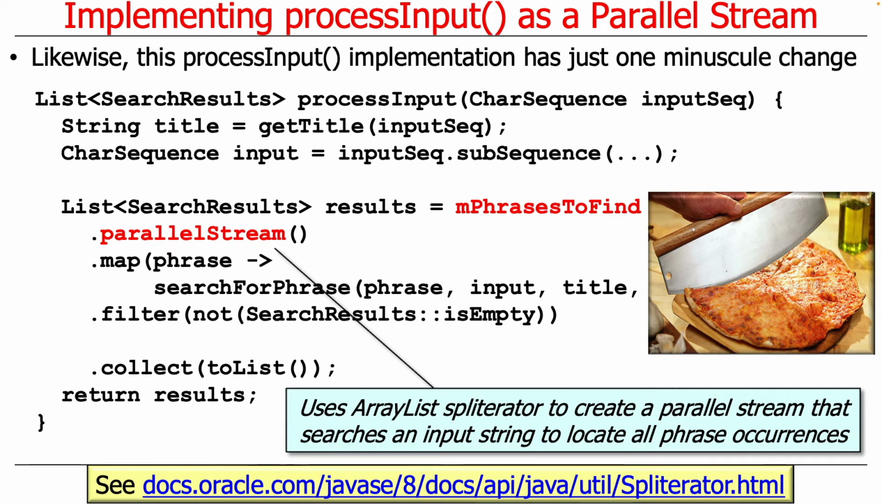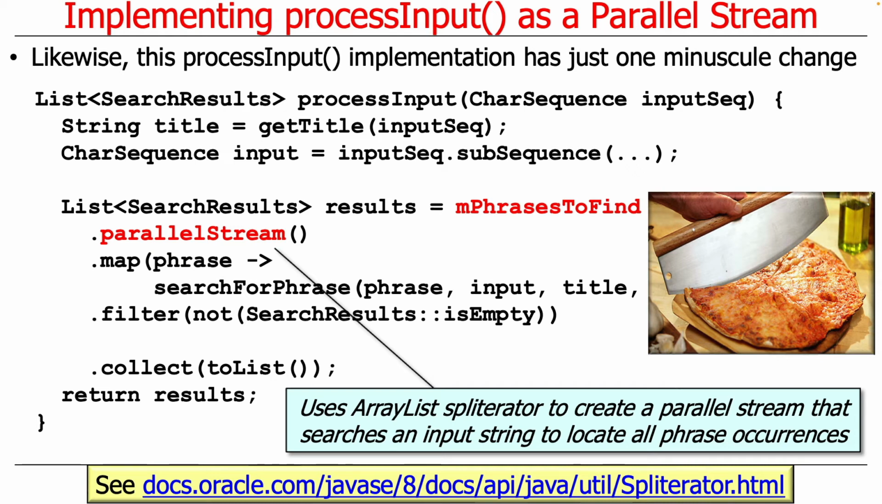So we have the title and the work, the actual words in the play and people speaking in iambic pentameter and all kinds of good stuff. And then we take that input, and we use the mPhrasesToFind field, which is a list of phrases to find, hence the name. And that uses parallel stream, which uses the ArrayList spliterator, because mPhrasesToFind is an ArrayList, to create a parallel stream that will search the input to locate all the phrase occurrences in parallel.